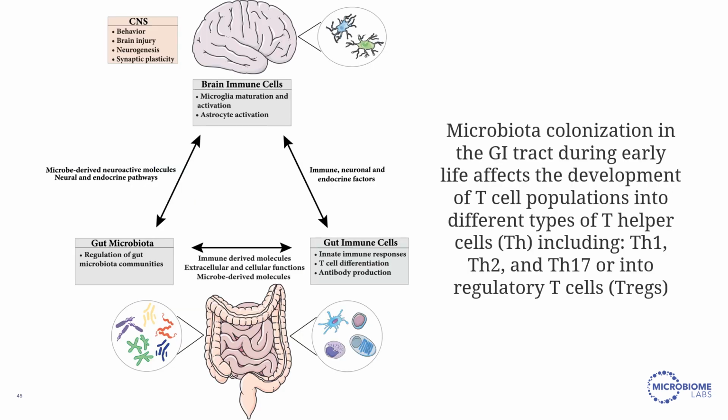Researchers have found that microbiota colonization in the GI tract during early life affects the development of different T cell populations. It will affect the development of T helper cells, including T helper 1, T helper 2, T helper 17, or into regulatory T cells. Now, regulatory T cells are particularly important because these are considered our immune fire extinguishers. They cool off the inflammatory process that is initiated by T helper 1, T helper 2, and T helper 17 cells.